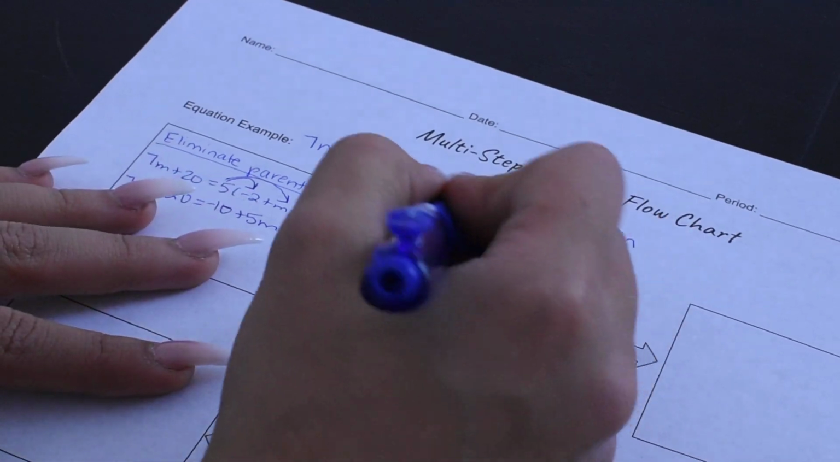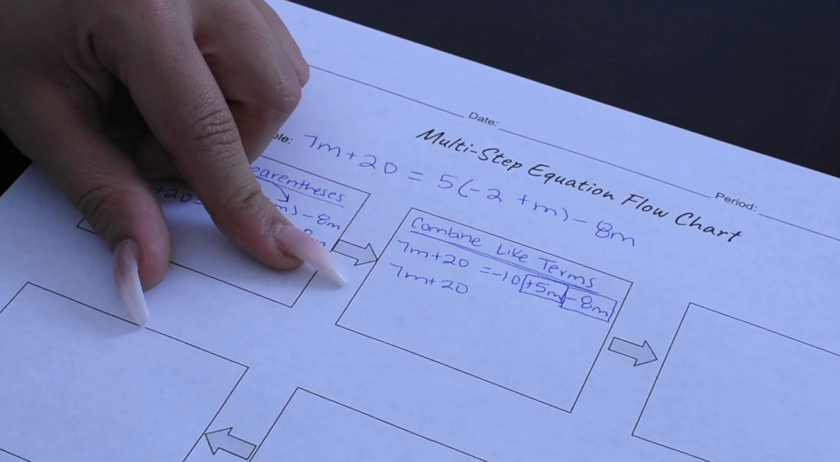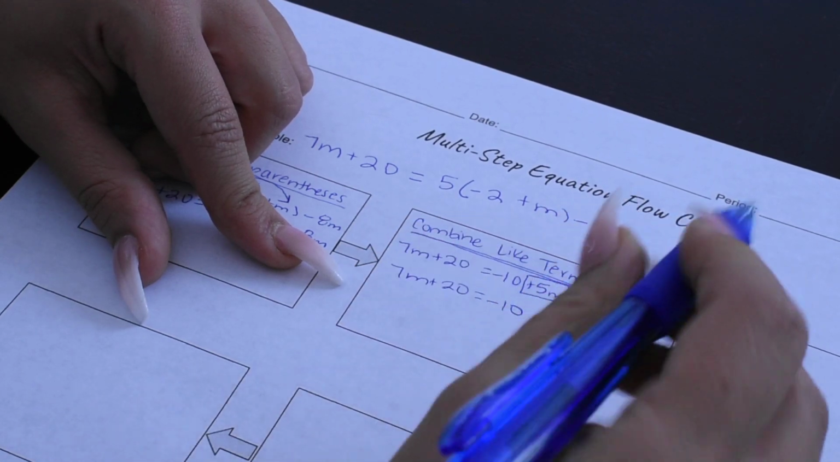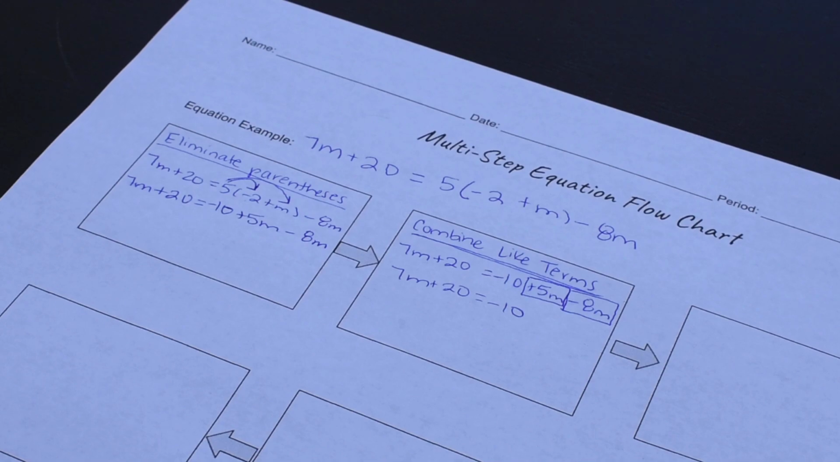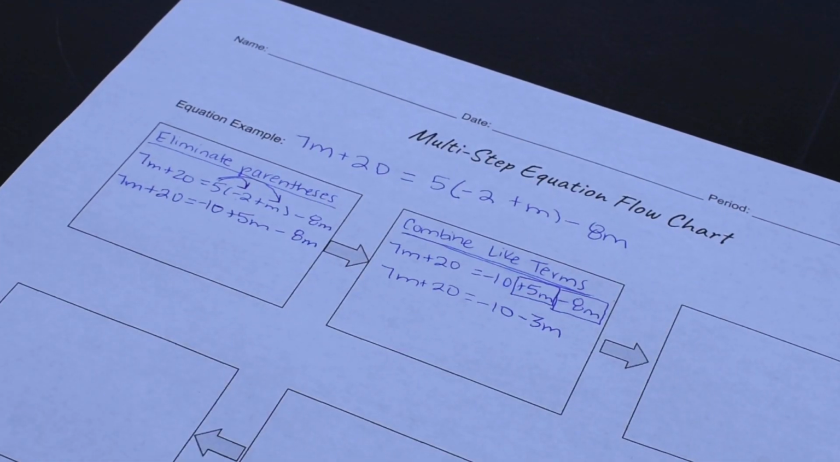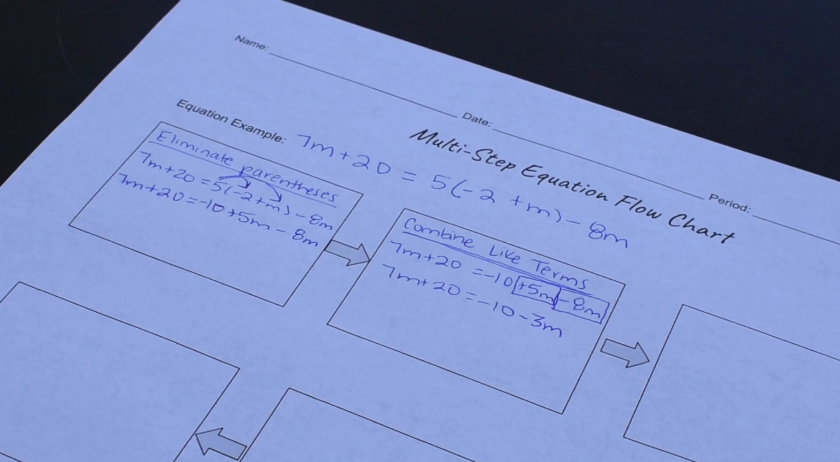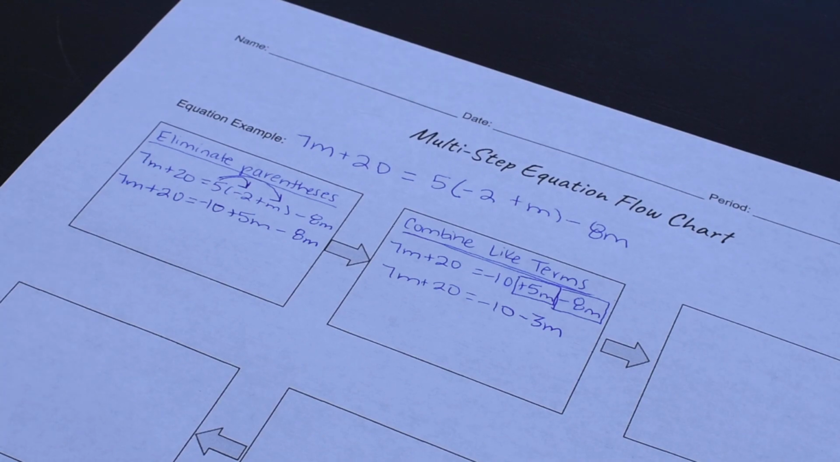And I know that, so I'm going to rewrite everything. So 7m plus 20, because there was nothing to combine, equals negative 10. And I know that 5 minus 8 is negative 3. Put it in your calculator, check yourself. Minus 3m. Cool. Now it kind of looks like, it looks better than it did first, right? Look how we did that. That's like magic. All right.